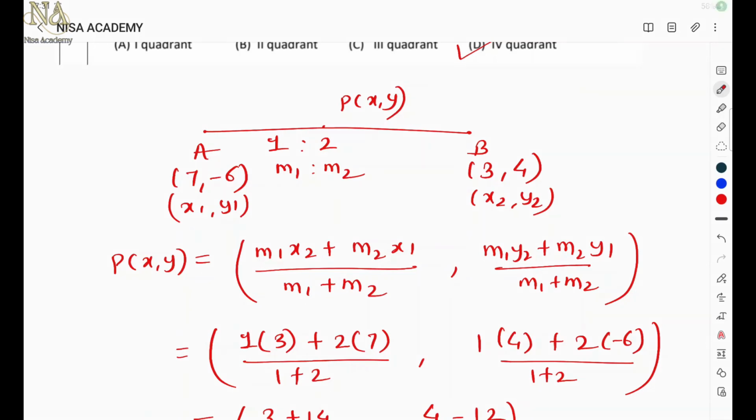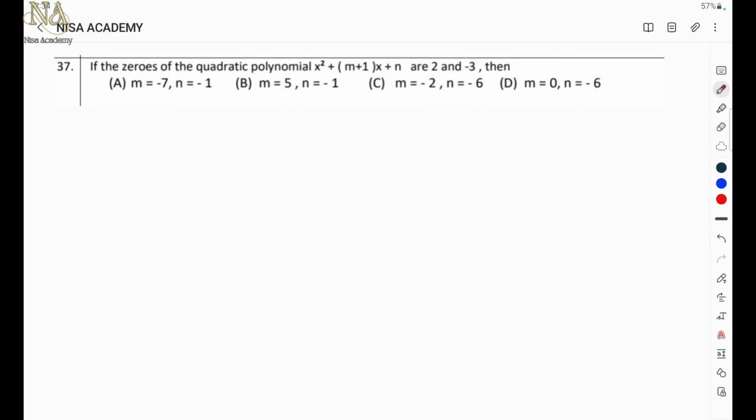Next problem. Question number 37. If the zeros of the quadratic polynomial x square plus (m + 1)x plus n are 2 and -3, then we have to find the values of m and n. Okay. So let the first zero alpha I will take as 2 and the other zero beta I will take as -3. And the polynomial given to me is x² + (m + 1)x + n.